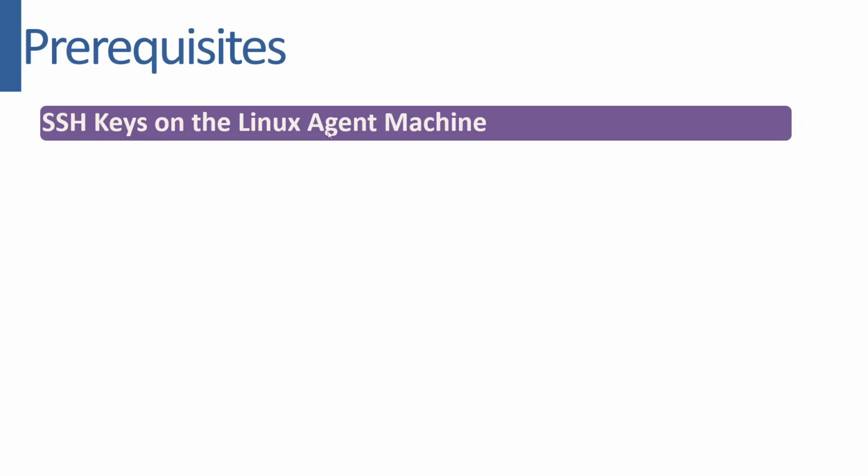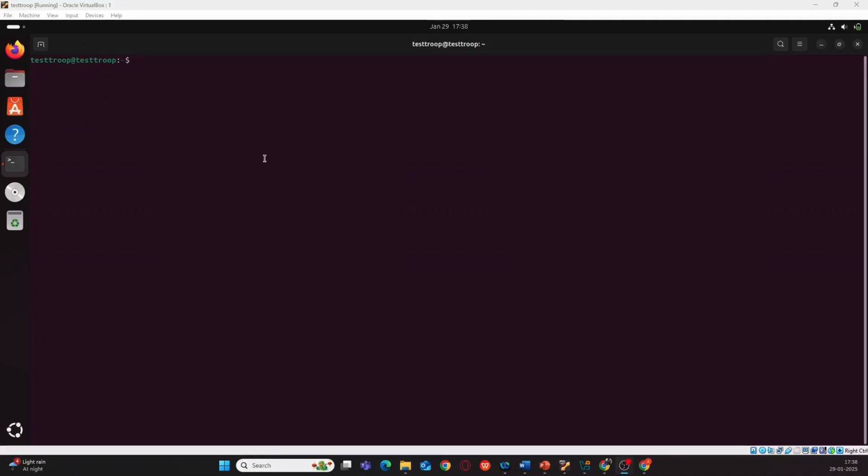There are a few preconditions that need to be met before we begin configuring the Jenkins slave. The first precondition is to configure the SSH keys on the Ubuntu virtual machine. To configure the SSH keys, you need to use the command ssh-keygen with the parameter -t referring to the type of the key as RSA, -b the number of bits, and -C your email ID.